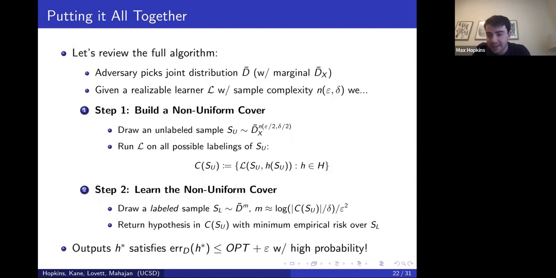So this is exactly an agnostic learner where we've taken the realizable strategy and we've run it over unlabeled samples and we've gotten out a winning strategy for the agnostic game. And that is the full reduction, this two-step process.